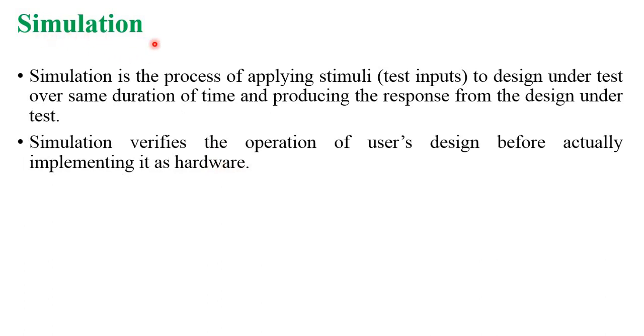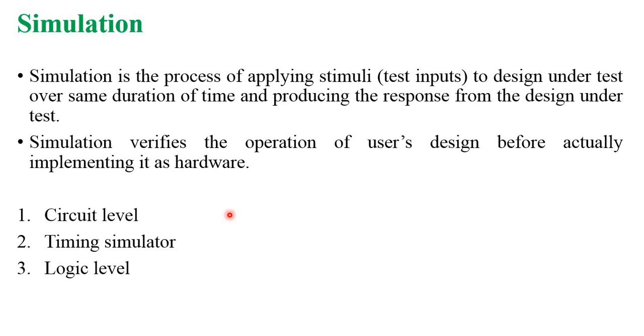So what is the meaning of simulation? Simulation is nothing but checking the correctness of the programming. If the programming is correct, that means the test inputs and outputs are okay, only then can we implement the hardware. That is called simulation. After verifying the simulation result, only then can the designer implement the hardware. Different simulation levels are present: circuit level, timing simulator, logic level and switch level. These are all the types of simulations.